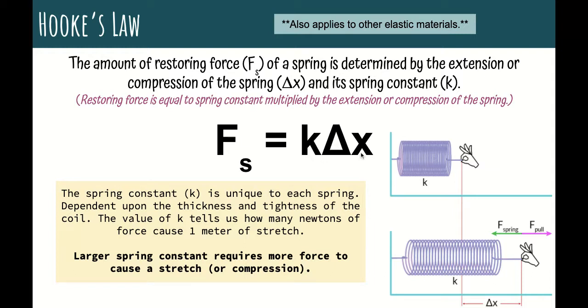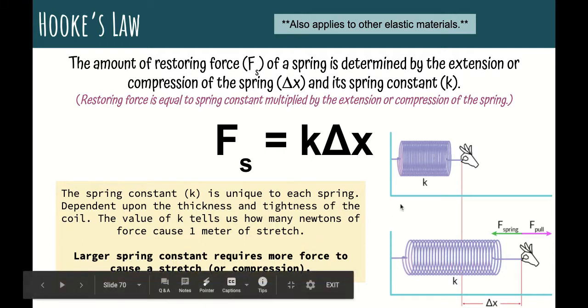And then delta X is going to be the change in distance. So if I am compressing a spring, that's going to be the change in distance in meters. So it's going to be pretty small values because we're not stretching springs whole meters usually. So you can either have a pull or a push here, but the distance that you have changed the length of the spring is delta X. So larger spring constants are going to require more force to cause a stretch or more compression.